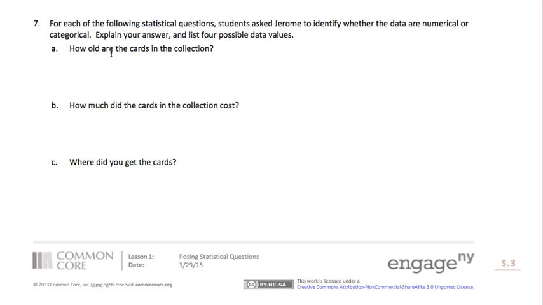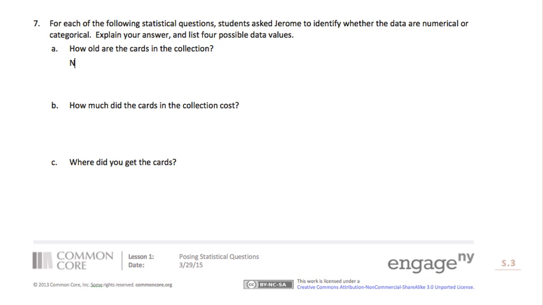For each of these next statistical questions, students asked Jerome to identify whether the data are numerical or categorical. How old are the cards in the collection? That would be numerical, and there could be a variety of different answers there, but he may say 2 years, 1 year, 20 years. There are many different varieties.